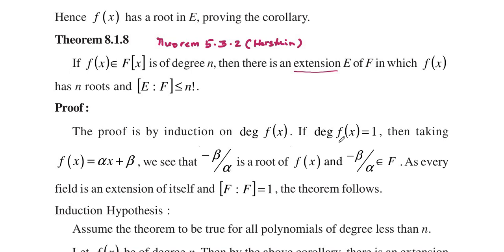In this video, we are going to have the proof of theorem 5.3.2 given in Hungerford. If f(x), which is a member of F[x], is of degree n, then there is an extension E of F in which f(x) has n roots and the degree of E over F is n factorial.